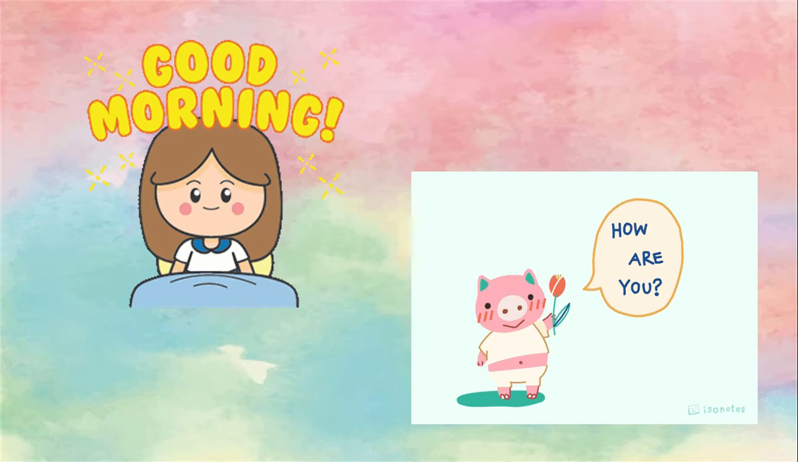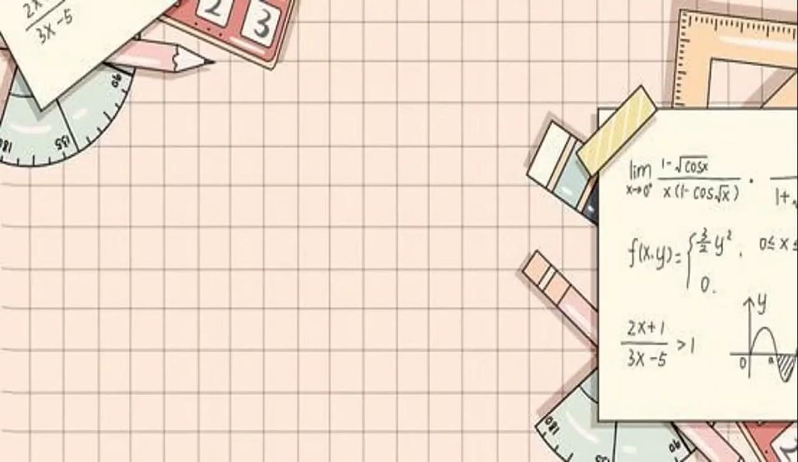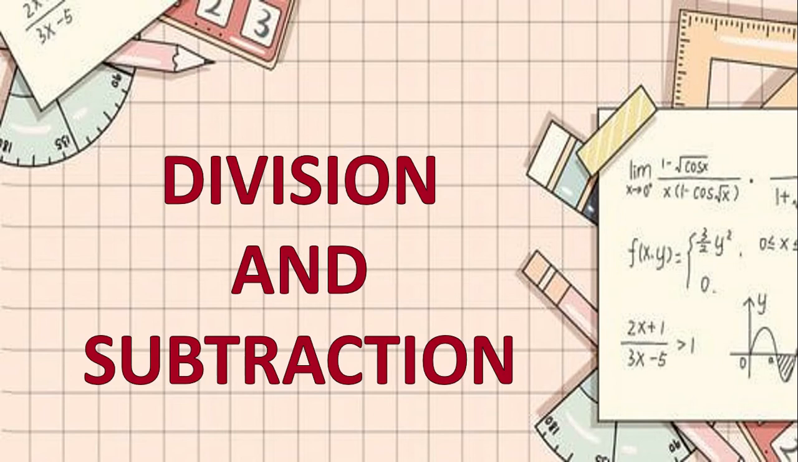Okay, so last time we learned about multiplication, the parts of multiplication, and we now know how to solve problems involving multiplication. So today we will talk about division and subtraction. So, Teacher Donna, what is the connection between these two? If addition is related to multiplication because it is a repeated addition, we will know the relation between division and subtraction.